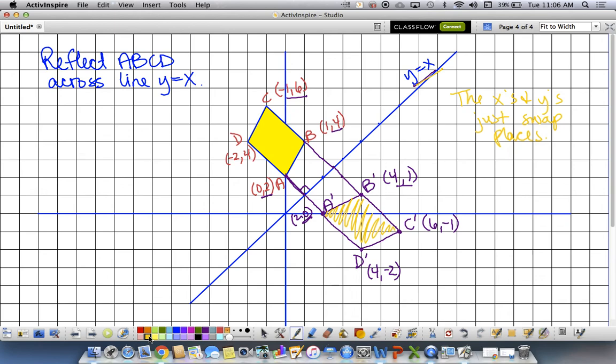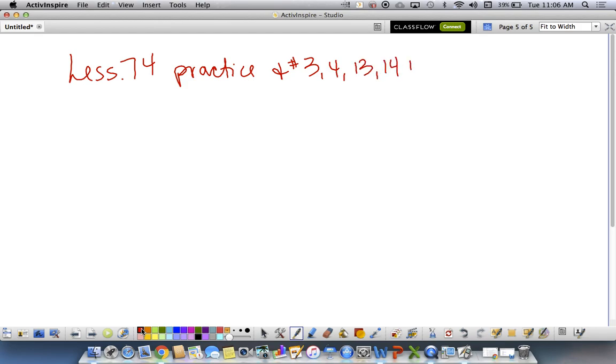I think that's it. We do have a few problems for homework. I'm going to change colors beside yellow. We're going to do lesson 74. We're going to do the practice. You do need some graph paper for this practice. It's graphing several things. And we're going to do numbers 3, 4, 13, 14, and 19.